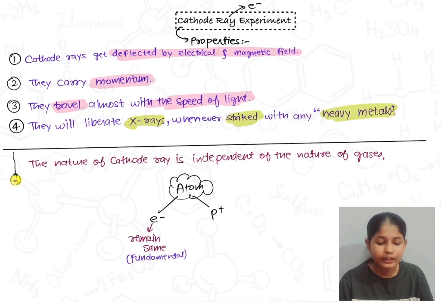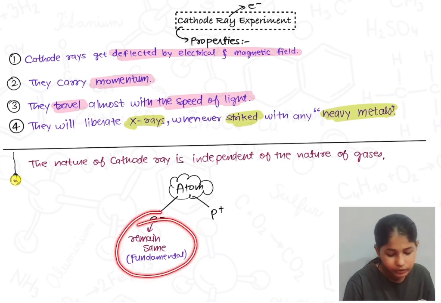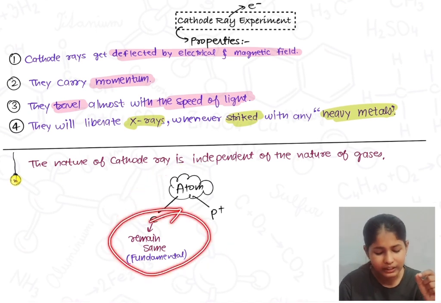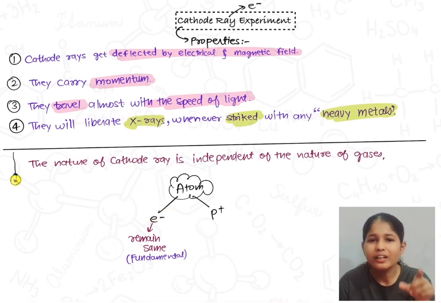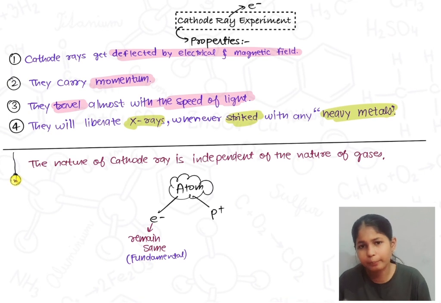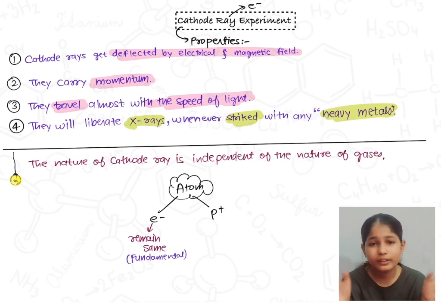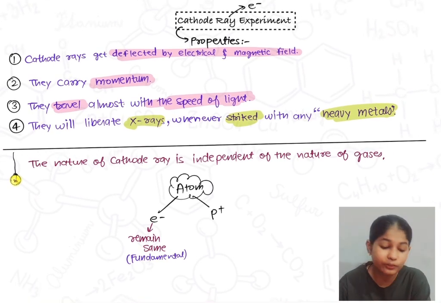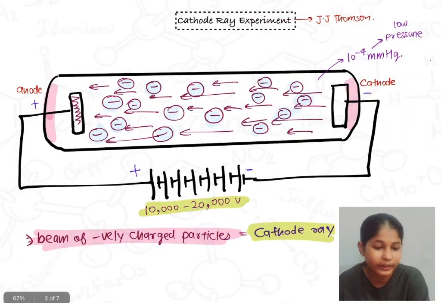This was our conclusion of the cathode ray. This was all about the cathode ray. And what is our last conclusion? Our last conclusion is that the electron is the same in all atoms. If you take any element and take out the atom from that element, the properties and nature of the electron will remain the same in all atoms. That is the last conclusion of our cathode ray experiment.